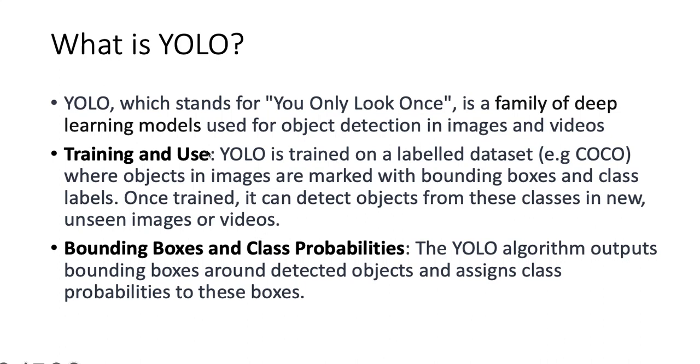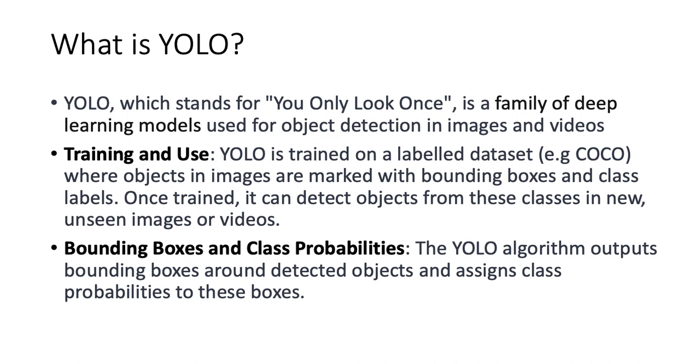Now, YOLO is a neural network, a deep neural network. The YOLO model which we are going to use in this project is pre-trained; it is already trained on a dataset called COCO. It is trained on the labeled dataset called COCO. In the COCO dataset, the objects in the image are marked with bounding boxes and class labels. So these objects are marked with bounding boxes.